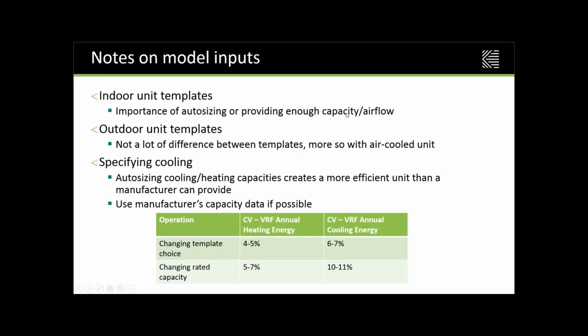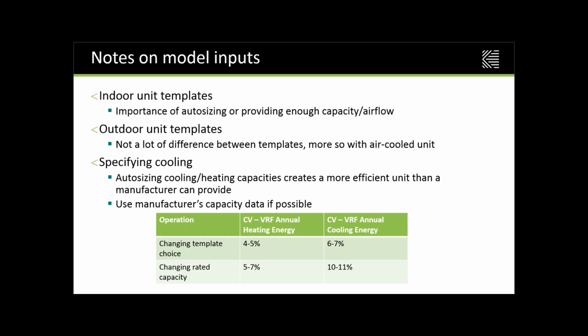If you don't, you could model a unit that isn't able to provide enough heating or cooling to your zone and drastically undershoot your energy consumption. The outdoor unit, I mentioned, just pick a template that is near enough to your general size of unit. However, I want to emphasize the importance of specifying the capacities rather than letting them auto size.